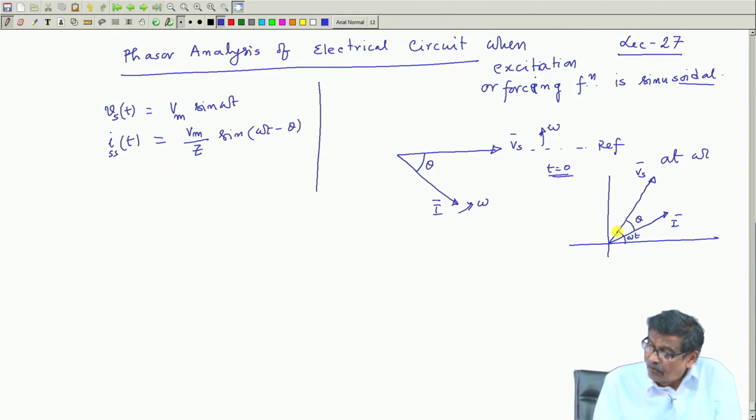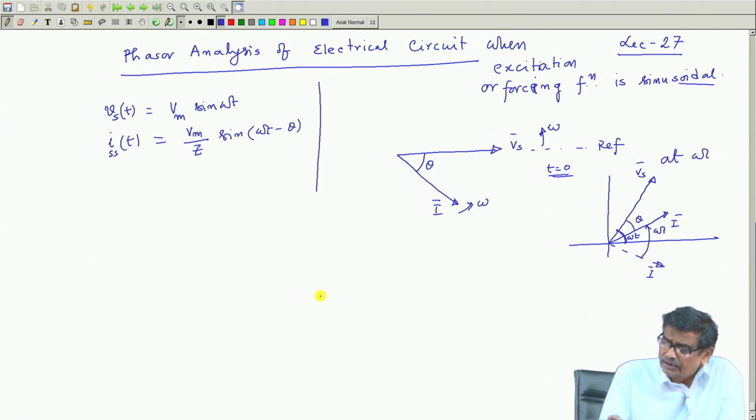This angle is omega t, because Vs at t equal to 0 was horizontal. So, it has moved by omega t. I has also moved by omega t, which is why the angle between them is constant. Earlier, when V was here, I was here. So, this has also moved by omega t, and it is there.